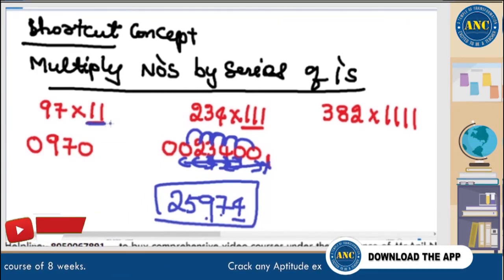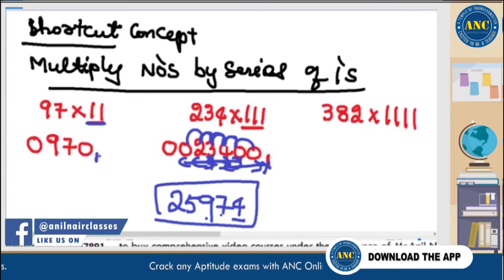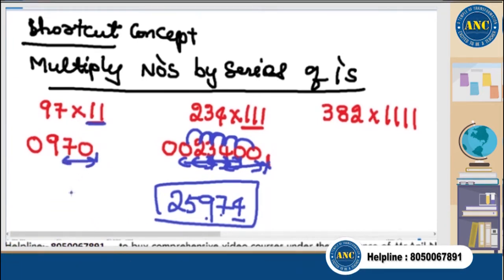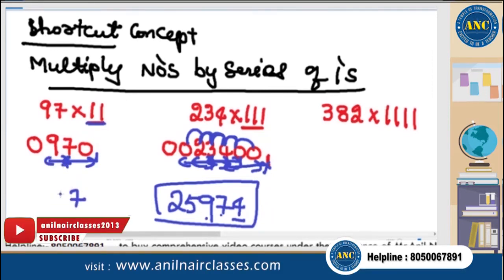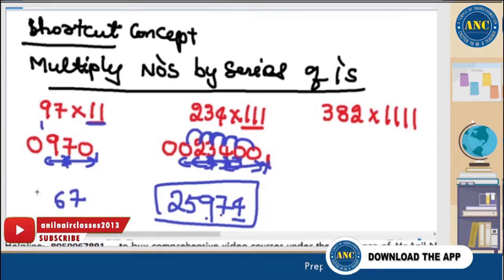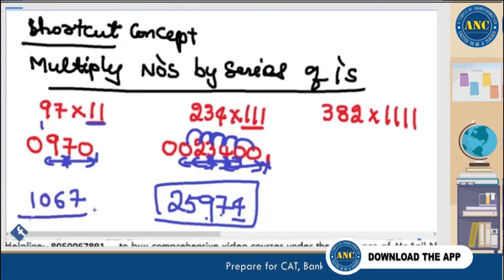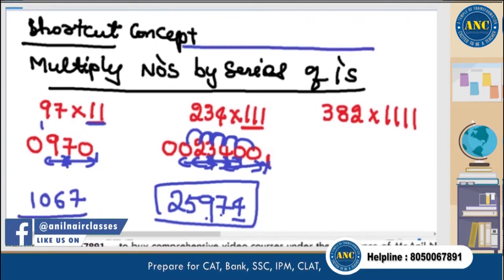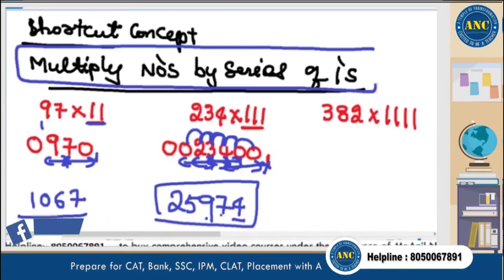Now it is 2 ones. Because it is 2 ones, start from the rightmost and keep a group of 2 digits. What is 0 plus 7? 7. Again, keep a group of 2 digits. 7 plus 9 is 16, write 6 and 1 carried. 9 plus 1 is 10. This is how to multiply numbers by series of ones.